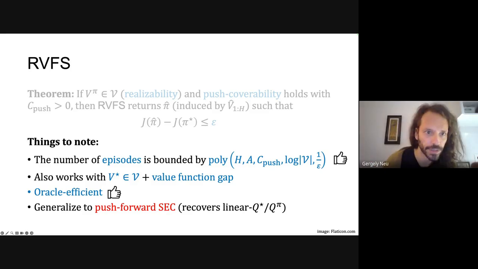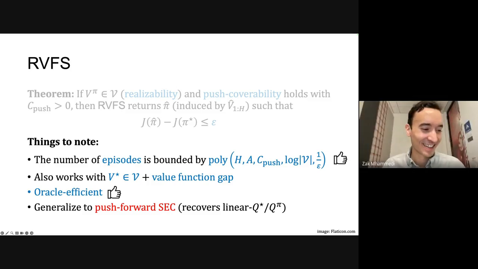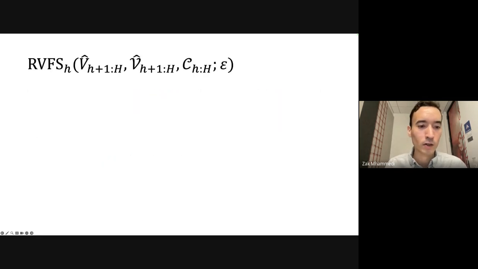So when you say that RVFS returns pi hat induced by V hat 1 through H, what does that exactly mean? That the policy is induced by a value function class? You will see it in the next slide. Okay, right. Because that's the only cryptic part. Good catch. Any other question? Yeah, because typically the policies are induced by Q functions because you take the argmax, but a V is just a function of the state. So yeah, that was a good question. That's going to become clearer when we go through the algorithm.